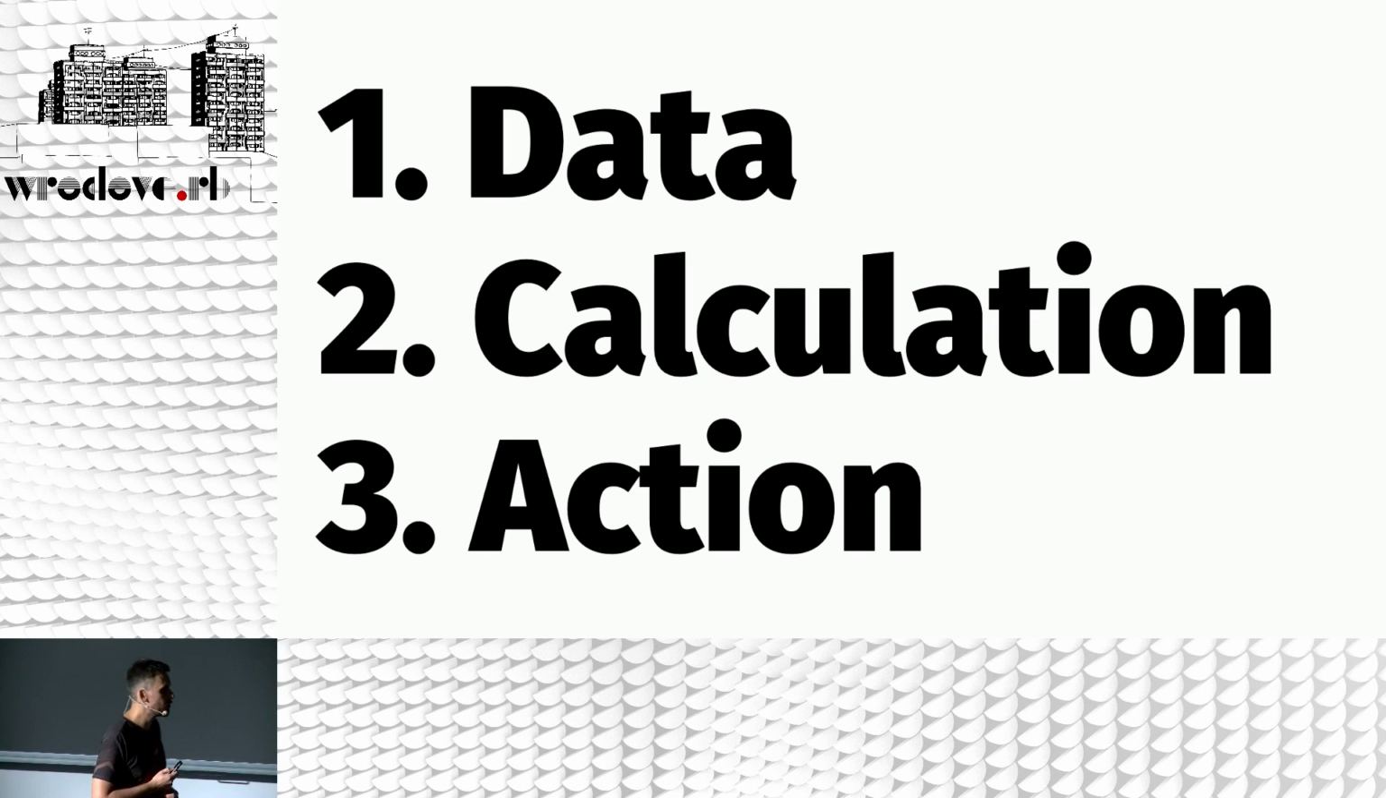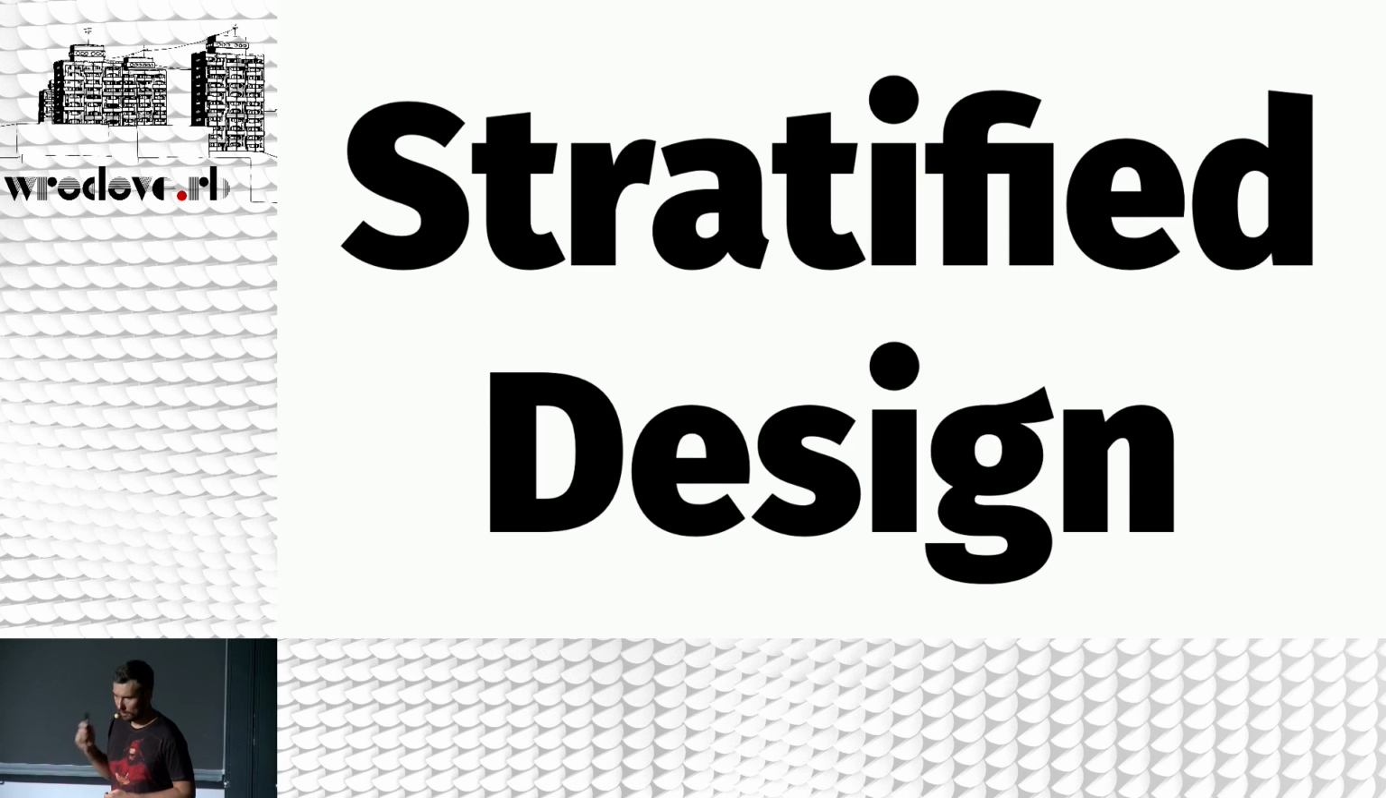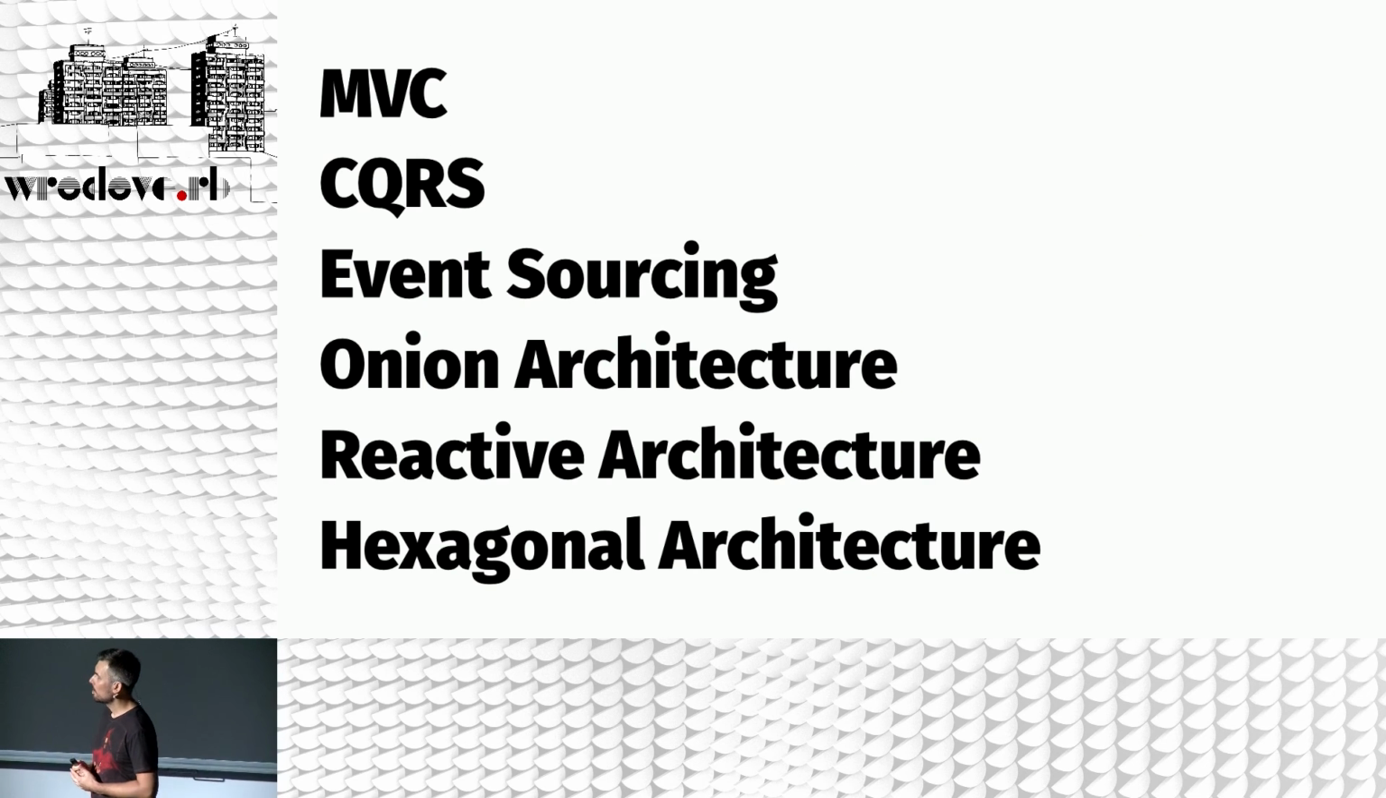So this is the most important slide that I need you to take out of this presentation. Stratified design is a really useful tool for thinking about how you build your systems. These are all examples of architectures that, if you asked me right now, I could draw how they map to what we just showed, right? Like with the MVC thing.